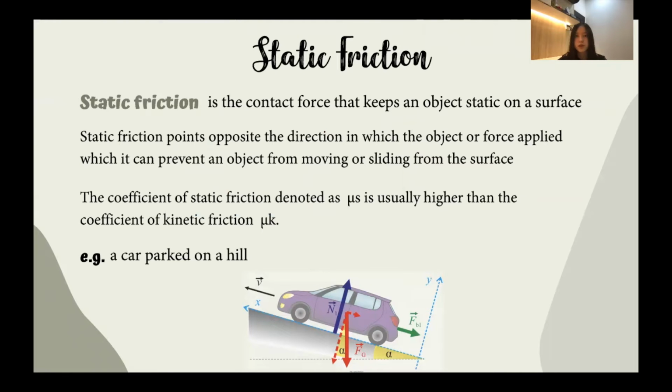First, I'm going to explain static friction. Static friction is the contact force that keeps an object static on a surface. Static friction points opposite to the direction in which the object or force is applied, which can prevent an object from moving or sliding on the surface. The coefficient of static friction, denoted as μs, is usually higher than the coefficient of kinetic friction. An example of static friction is a car parked on a hill.